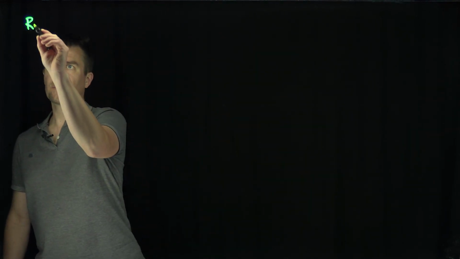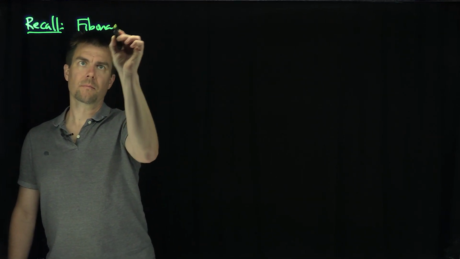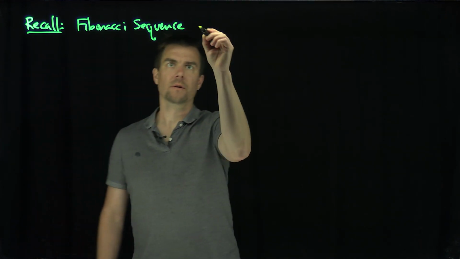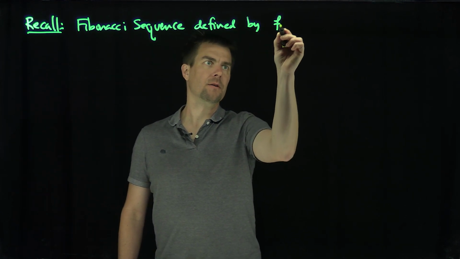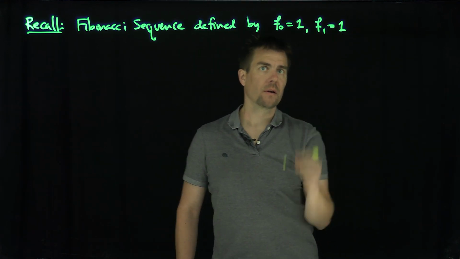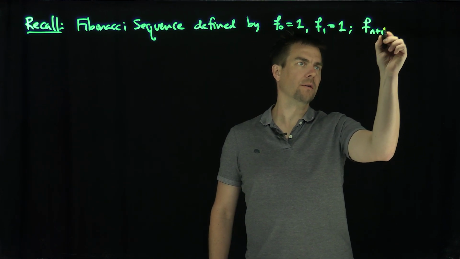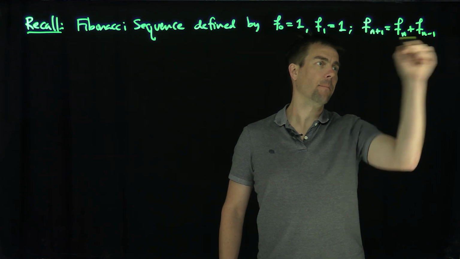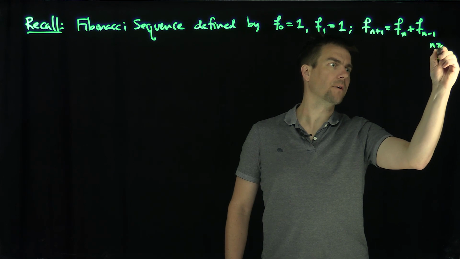Let's recall the Fibonacci sequence is a recursively defined sequence defined by f sub 0 is equal to 1, f sub 1 is equal to 1, and then f sub n plus 1 is equal to f sub n plus f sub n minus 1, as long as n is bigger than or equal to 1, right? N bigger than or equal to 1.